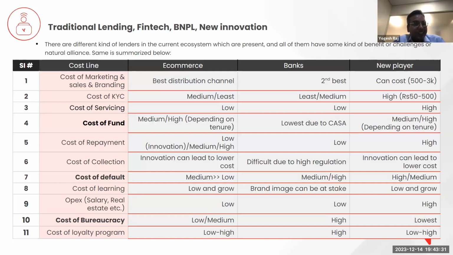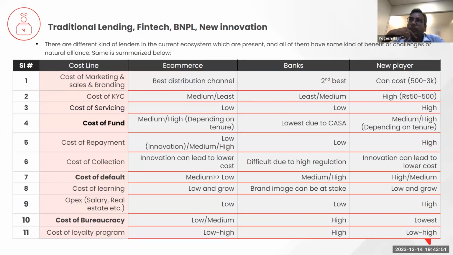Let's skip the servicing part for now. It's nothing but, in a way, your tech cost and all those things. Cost of fund is nothing but, as I was explaining before in the previous example, the interest which you, as a financial institution, pay to your investor.